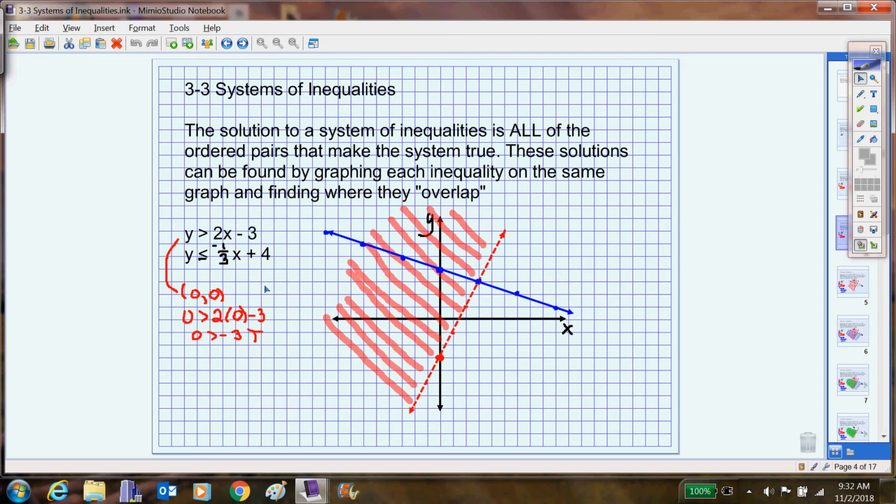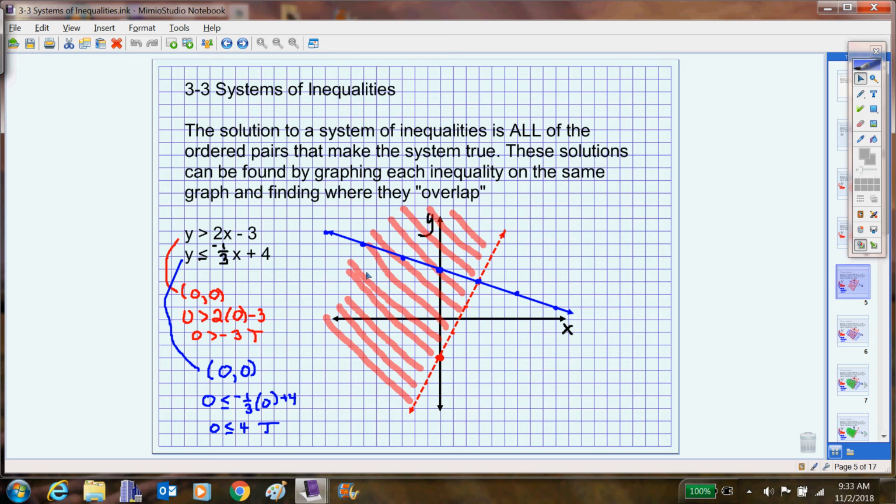Test point. So we'll plug in our 0, 0. Do we find out that it's shaded up above or down below? Shaded below. If we plug in 0, 0 is less than or equal to 0 plus 4. So we shade below.